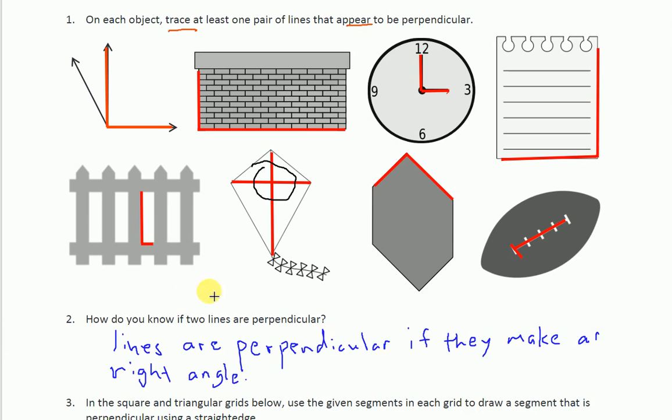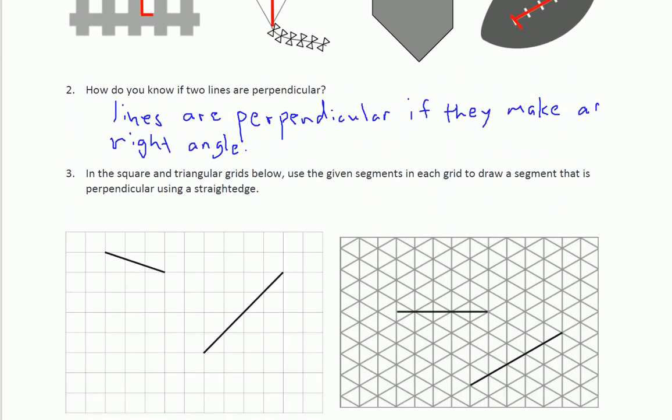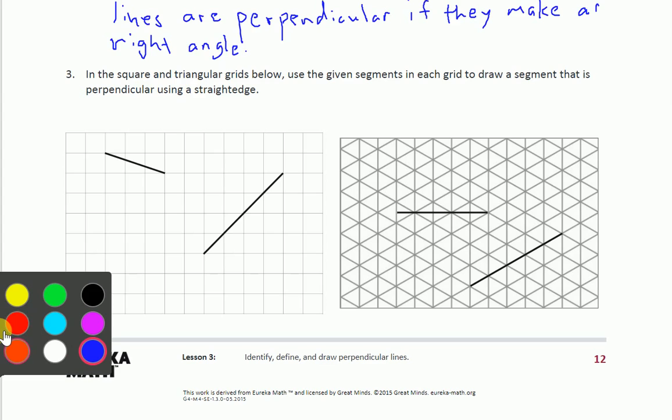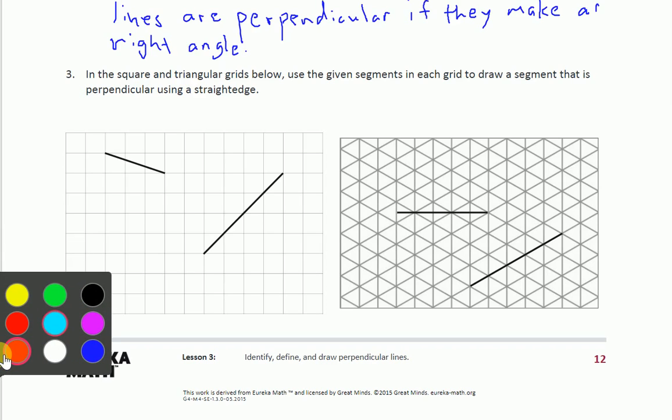All right, let's go to number 3. Number 3 says, in the square and triangular grids below, use the given segments in each and draw a segment that is perpendicular using a straight edge. All right, so how will we do this? Well, you're going to use a straight edge, and you could use your right angle template. That could help you with that.